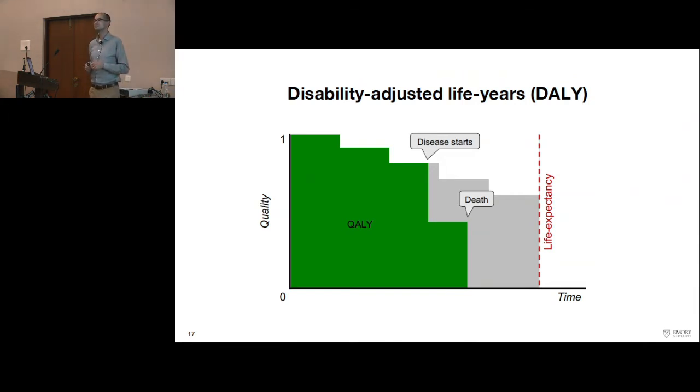So QALY is the green part, and we have to say that DALY is the reduction beyond it. You need to know the expected quality of life had the person not had the disease.